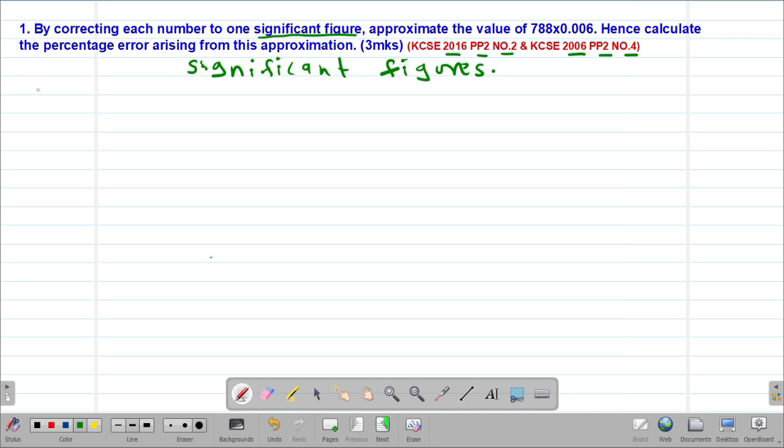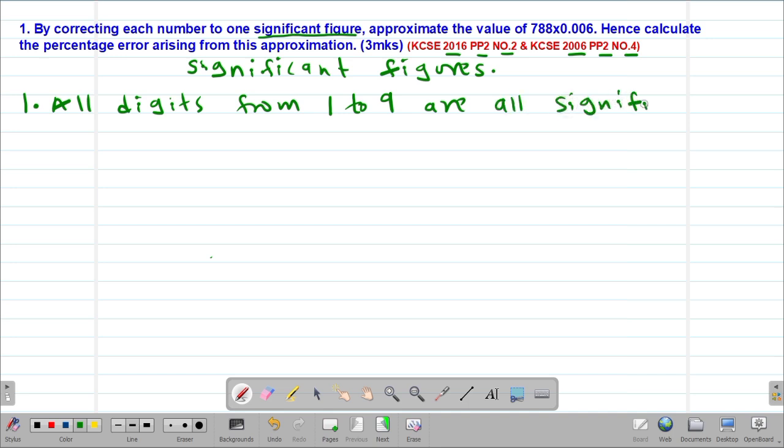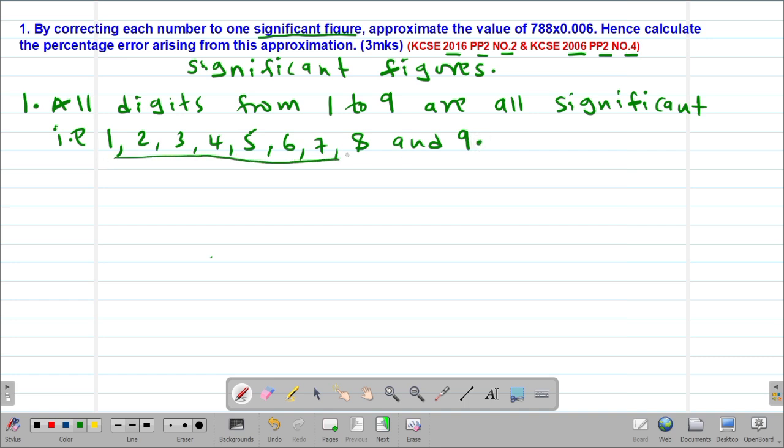And there are two points you need to note as far as significant figures are concerned. The first one is that all digits ranging from 1 to 9 are all significant. When we talk of digits from 1 to 9, we mean 1, 2, 3, 4, 5, 6, 7, 8, and 9. This simply means that whenever you form a number from any of these digits, all these digits formed in a number will actually be significant.